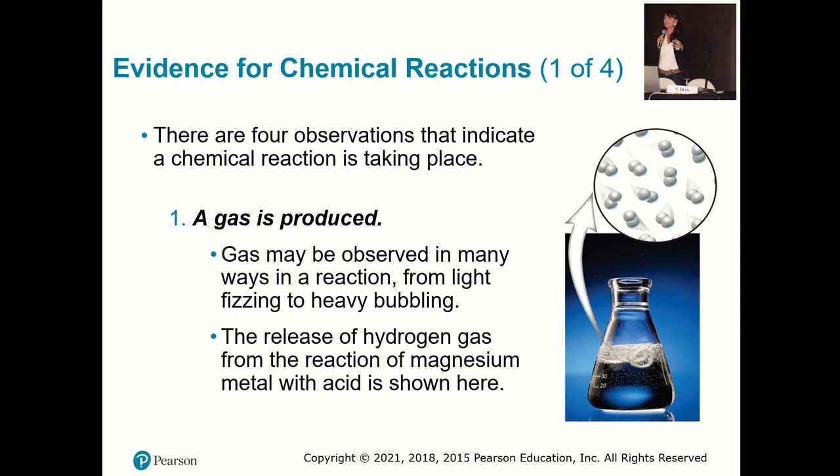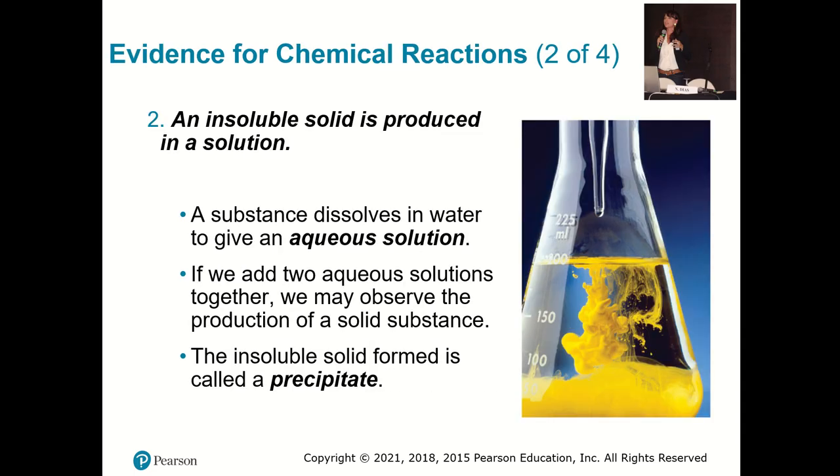And we can see evidence for chemical reactions, right? There are 4 observations that indicate a chemical reaction is taking place. For example, gas is produced. And how are we going to see this? Because you're going to see some fizzing or bubbling. So the release of hydrogen, like we have here. We have magnesium and this is a solution of acid. So the reaction here is happening and producing hydrogen gas. See the bubbling and the gas going up. So that is evidence of a chemical reaction.